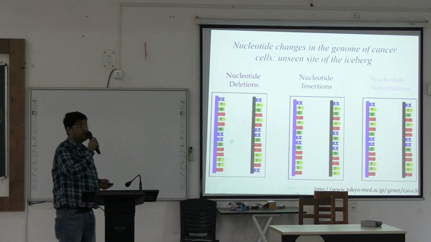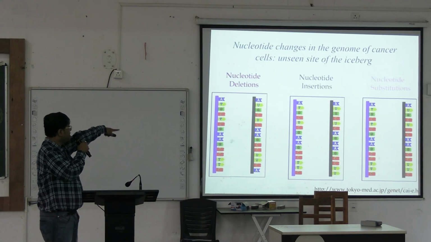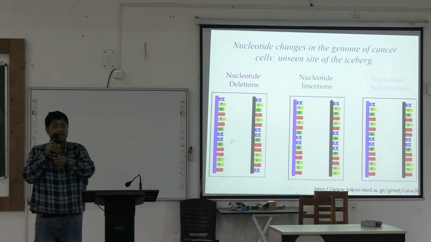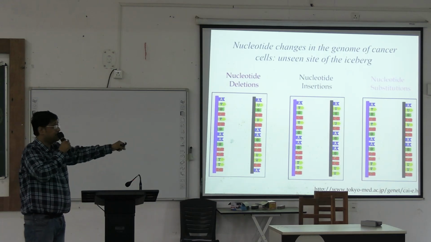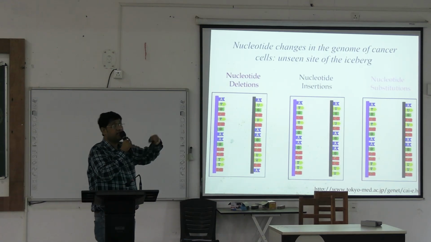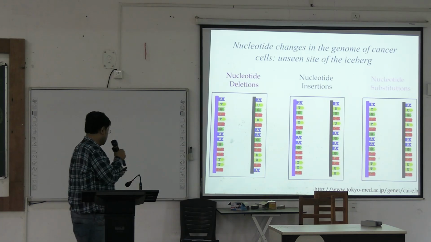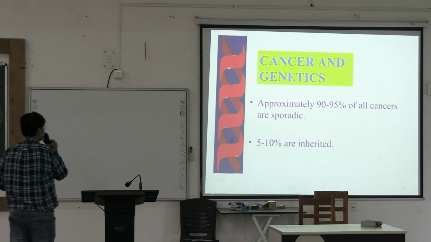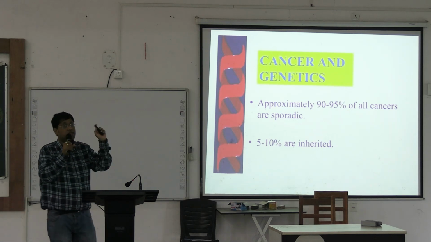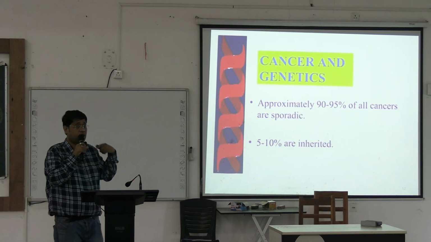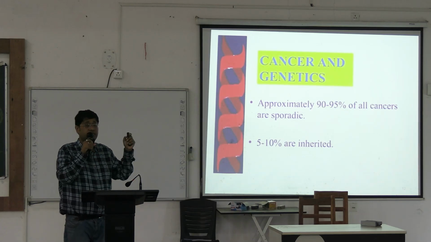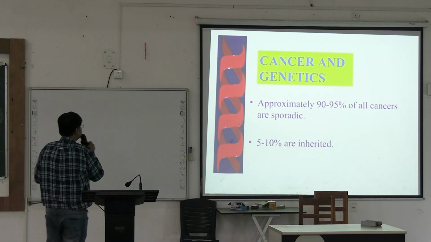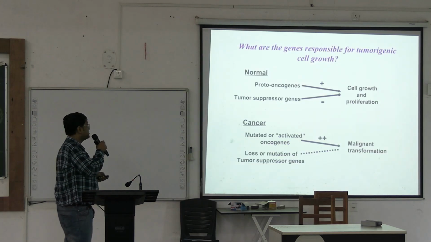How are the nucleotides changed during mutation? Nucleotide deletion, nucleotide insertion, or substitution. Some nucleotides are deleted, some new nucleotides are inserted, or some nucleotides are substituted by another. Approximately 90 to 95% of all cancers are sporadic. Contrary to the common perception that cancers are genetic, only 5 to 10% of cancers are actually genetic. The rest are sporadic.